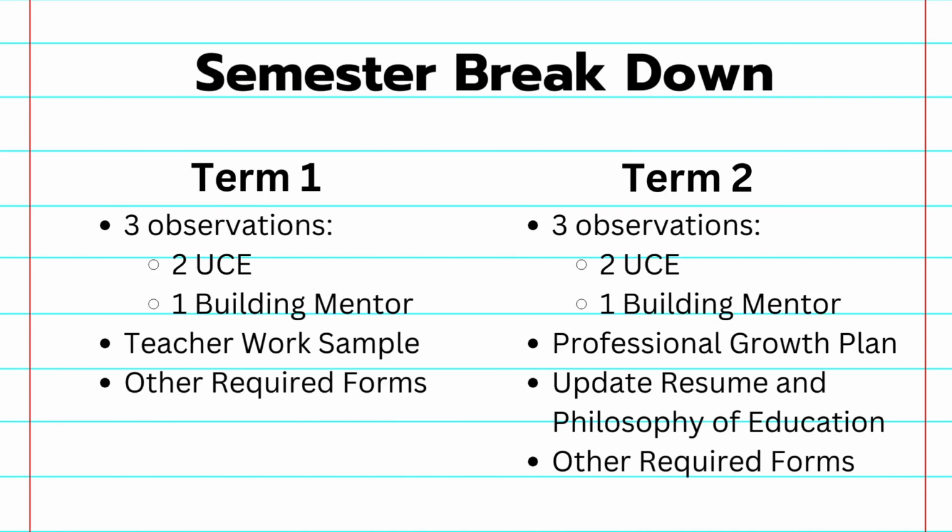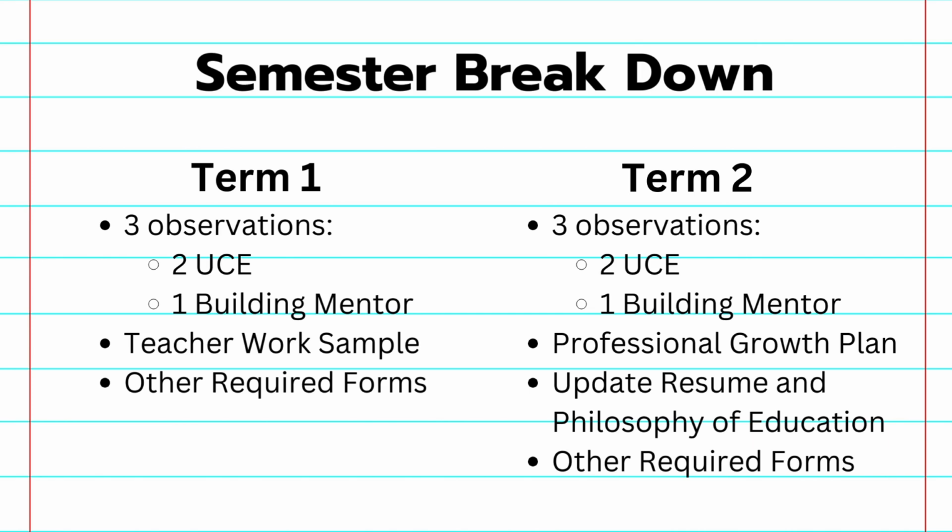Your student teaching semester is broken down into 2 terms, but there are some things that you need to be thinking about now for term 2. In both terms, you will be observed 3 times, twice by your UCE and 1 time by your building mentor. The observation that your building mentor completes will be the same observation as observation number 2 of your UCE. We like for 2 people to observe 1 lesson to see if these mentors are seeing the same strengths and things to work on in the future through your lessons.